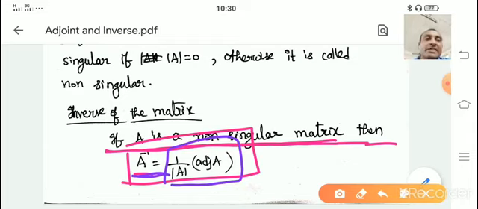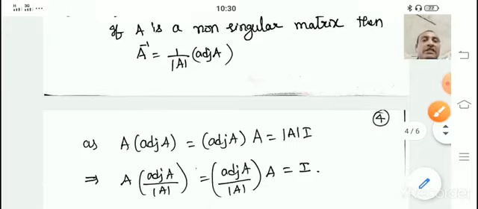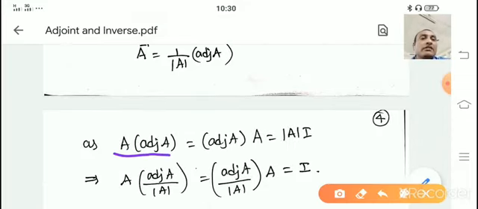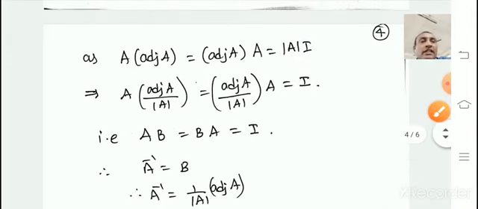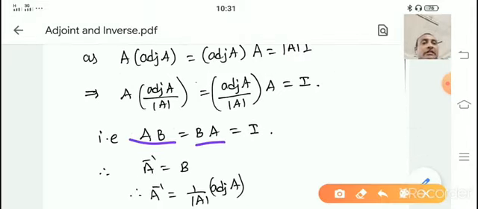I can explain it using the previous property. It is A into adjoint A is equal to adjoint A into A is equal to det A into I. Since A is a non-singular matrix, det A is not equal to 0, so I can divide the entire equation by det A. So what happened is we got the format A B is equal to B A is equal to I. That means A inverse is B.